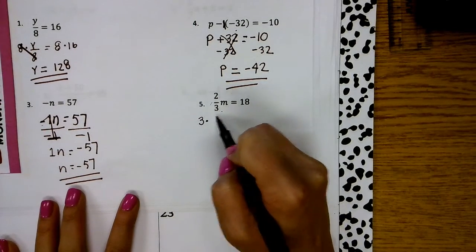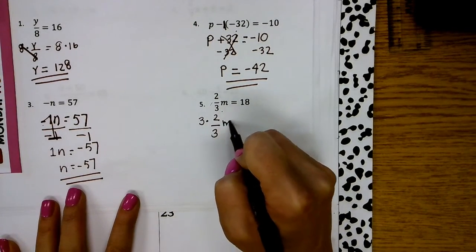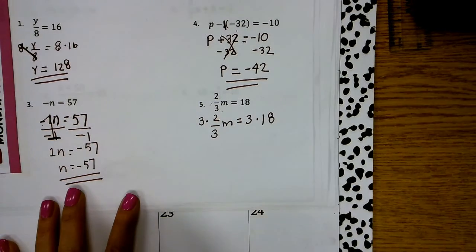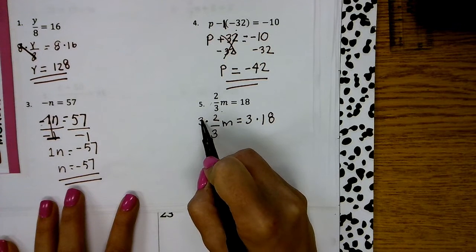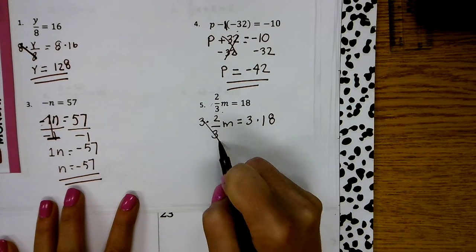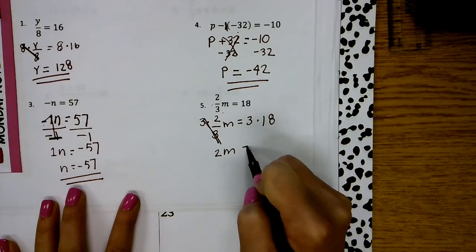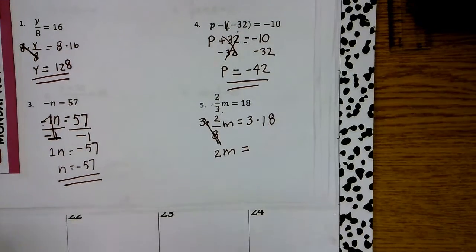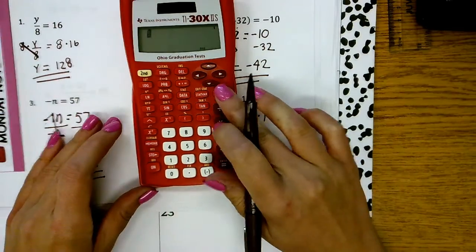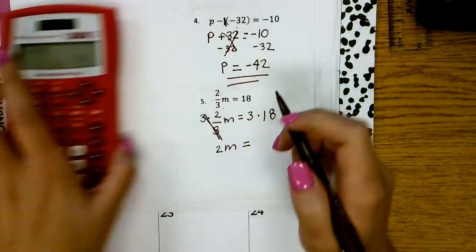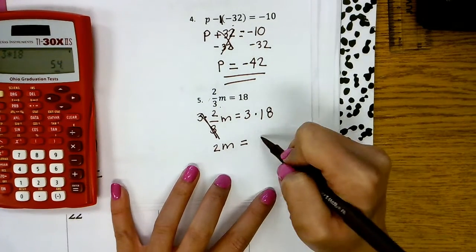So we have 3 times 2/3 m is equal to 3 times 18. On the left, you have a 3 on the top and a 3 on the bottom. They make a giant 1. So we're just left with 2m equals whatever 3 times 18 is. Again, use your calculator. 3 times 18 is 54. So 2m equals 54.